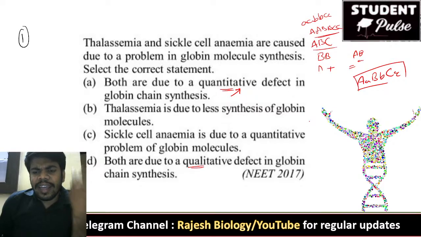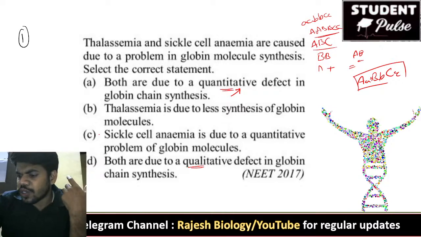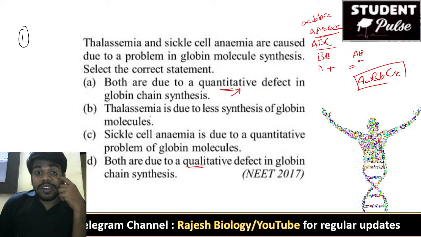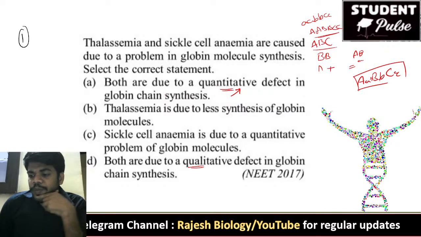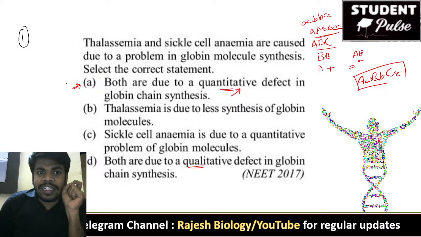Qualitative means the gene directly controls the trait, and that is not quantitative. There is no need to add the effects of adjacent genes. Now, which one is the right answer for this question? Try to solve this. Thalassemia and sickle cell anemia both are quantitative? No, sickle cell anemia is due to the replacement of a single amino acid. It is a point mutation. It is not quantitative, so this is wrong.